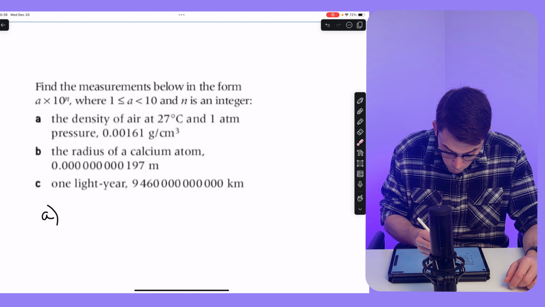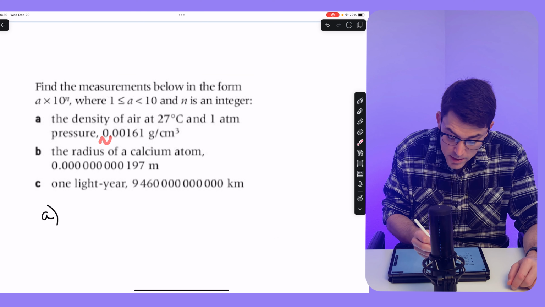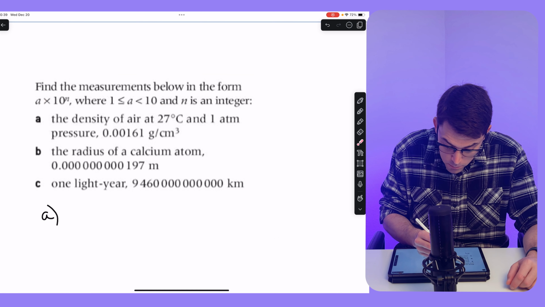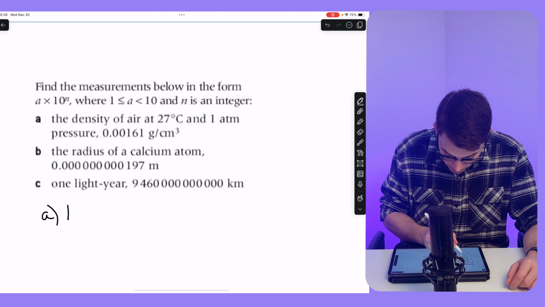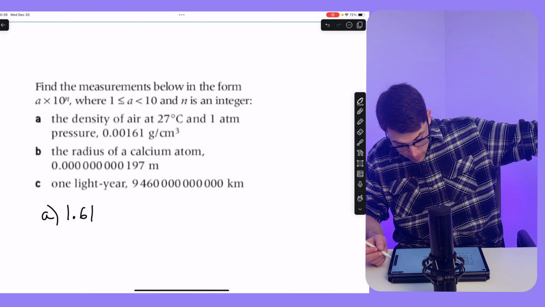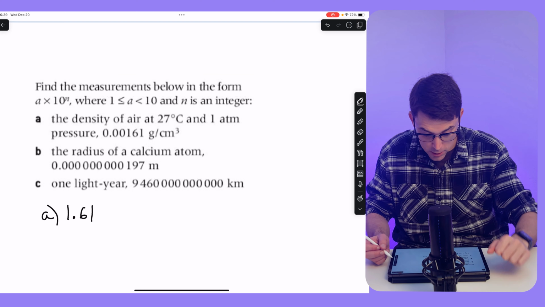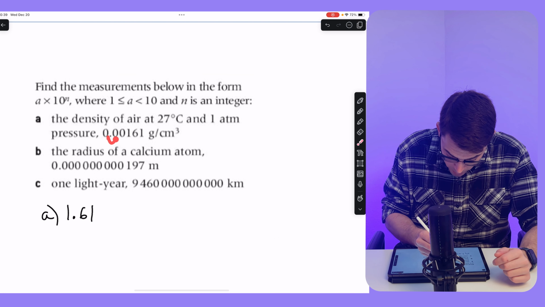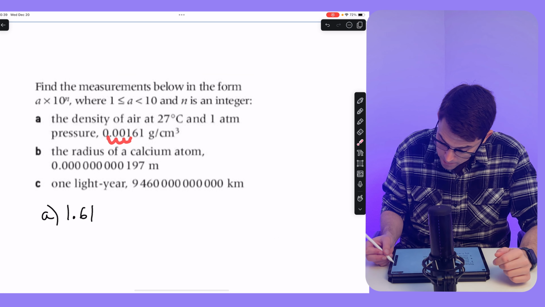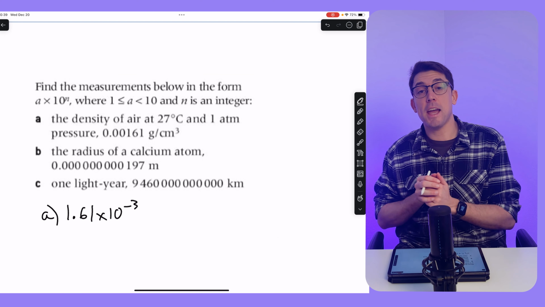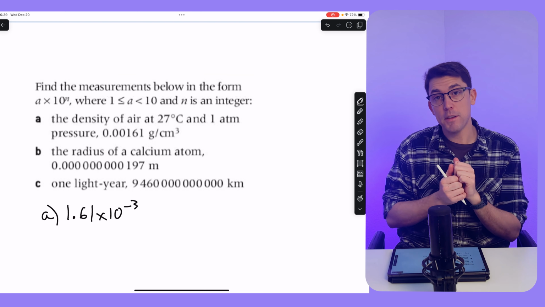Well, I do have one value to the left of my decimal place, but remember this value of A has to be between 1 and 10. So I have to move this over 1, 2, 3 decimal places, because that way I would have 1.61. That way it looks a lot nicer. That's looking good. But what is my value for my exponent? Well, I moved it over by 3 units, so I have to make this a negative 3. Because remember, if it's negative, the decimal point moves to the left. If it's positive, it moves to the right.